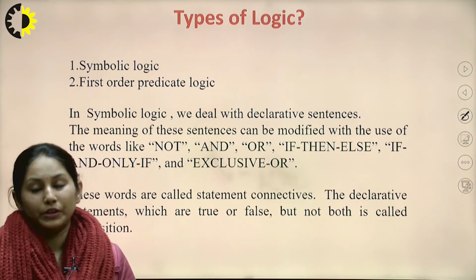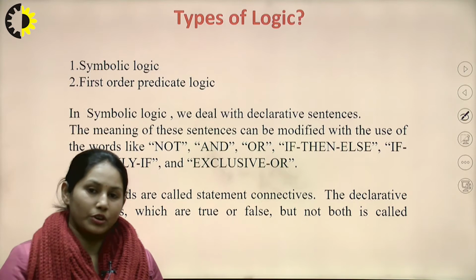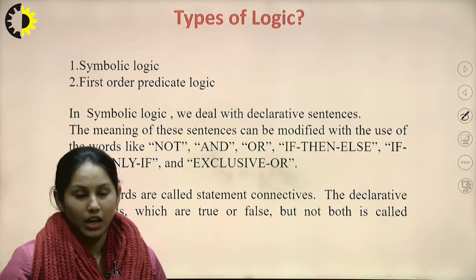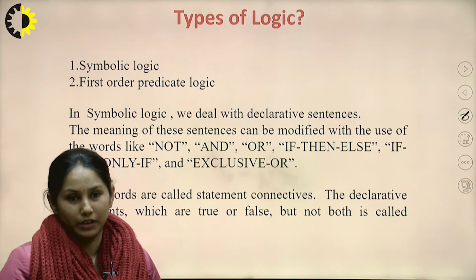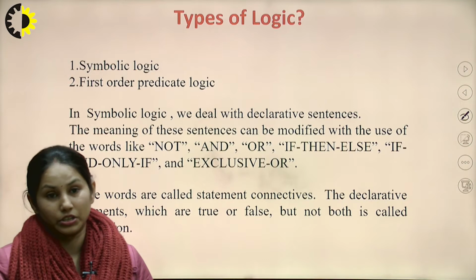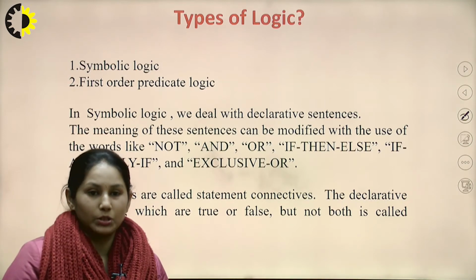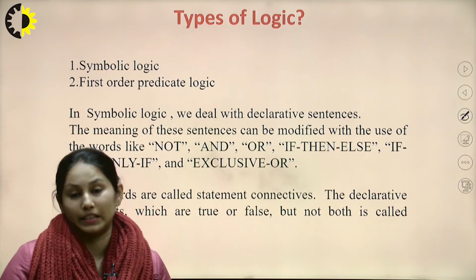Now, what do you mean by logic and what are its various types? We have already studied what logic is. Now what are its types? There are two types of logic. Number one is symbolic logic and the second one is first order predicate logic. So what is symbolic logic? Symbolic logic is a kind of logic in which we deal with declarative sentences.